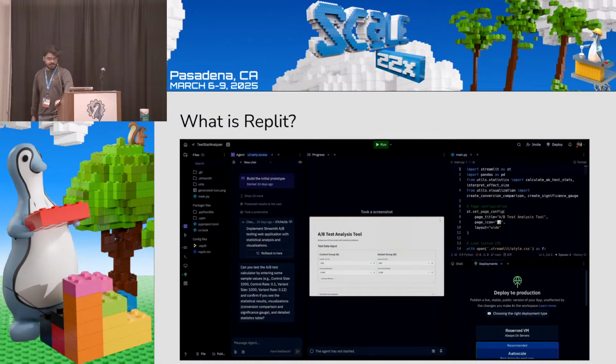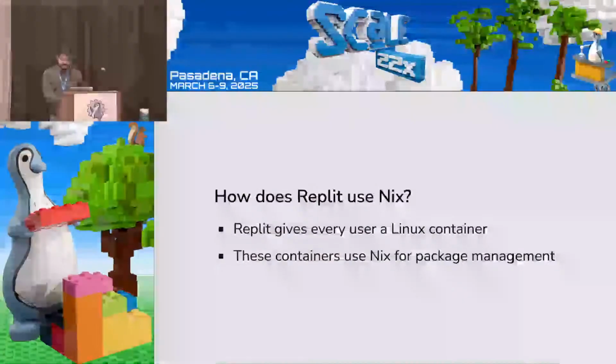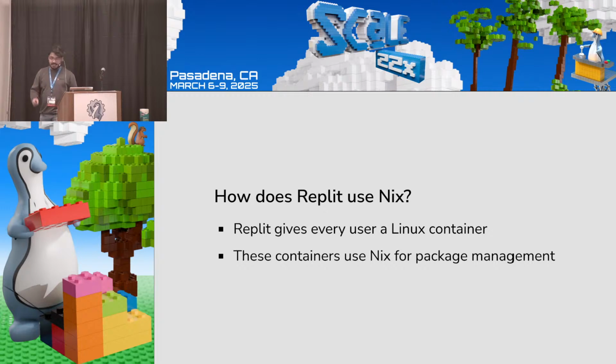Okay, so what is Replit? Replit's a web application development platform. We have this AI agent that lets you talk in natural language and it creates code for web apps. We also have pretty much a full IDE implemented in the website. And the important thing, how does Replit use Nix? Every user gets a full Linux container, and these containers use Nix for package management. Another cool thing, the AI agent I mentioned can install Nix packages and run them.